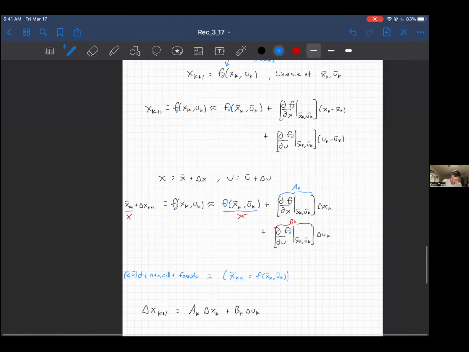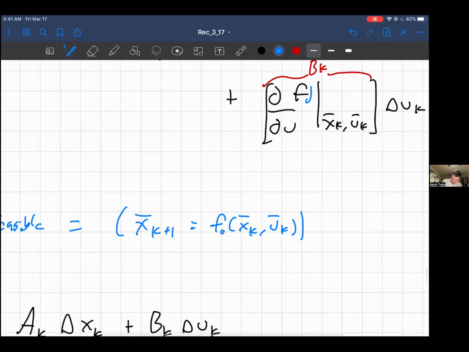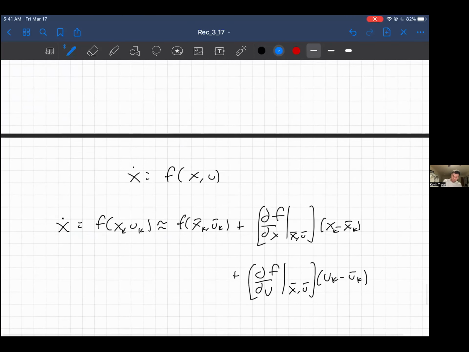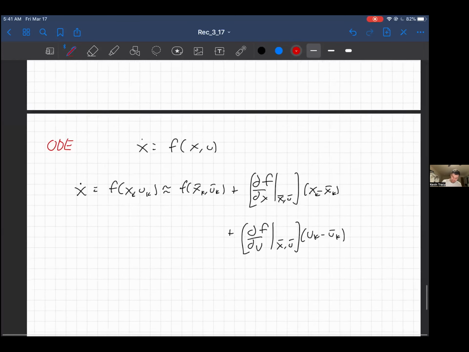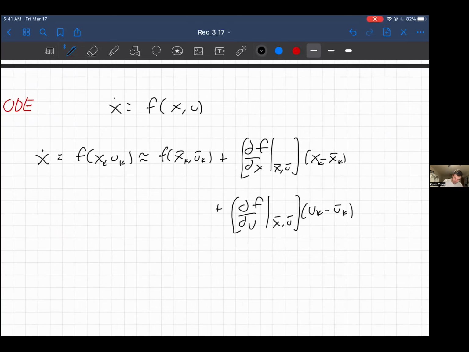So I called my discrete time dynamics function f of D. And now I have an ODE. So this is not a discrete time system. This is my ODE. And again, this is just a function with two inputs. I can take a first order Taylor series of this, the same as I could the discrete function. And I can linearize the ODE right here.